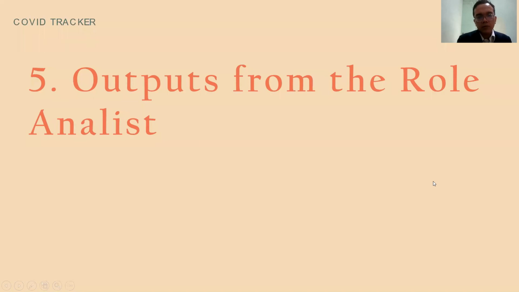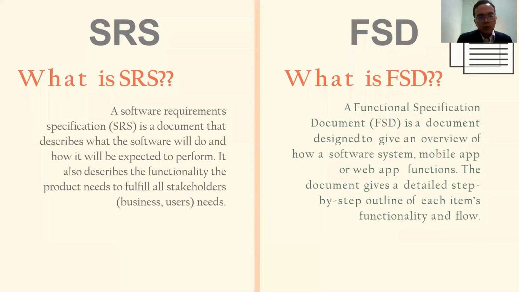Number 5 is outputs from the role analyst. The outputs of the role analyst are the SRS document and FSD. What is SRS? A software requirement specification, or SRS, is a document that describes what the software will do and how it is expected to perform. It also describes the functionality the product needs to fulfill all stakeholder needs. What is FSD? A functional specification document is a document designed to give an overview of how a software system, mobile app, or web app functions. The document gives a detailed step-by-step outline of each item's functionality and flow.